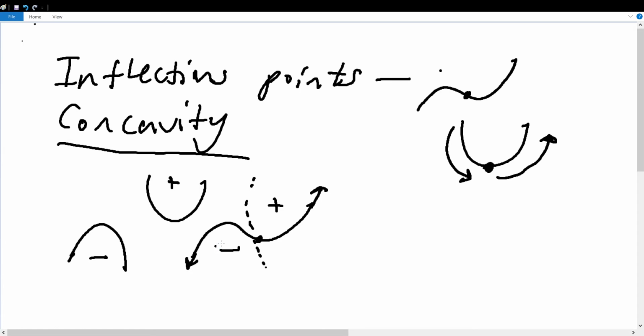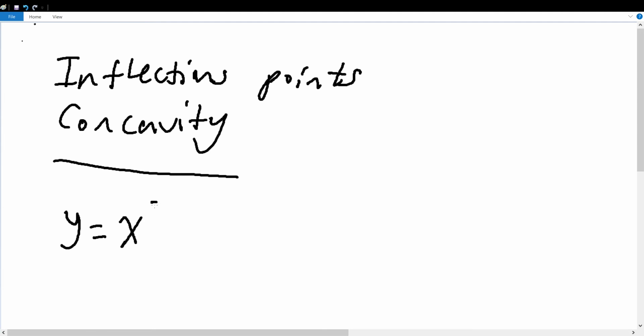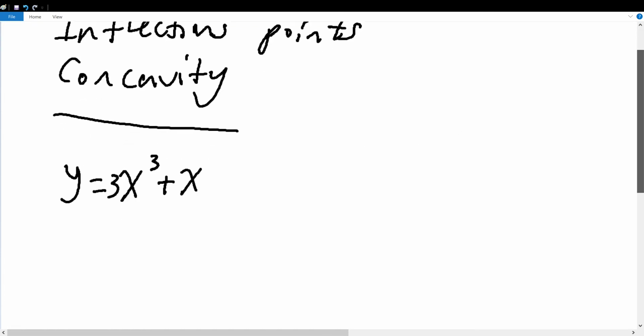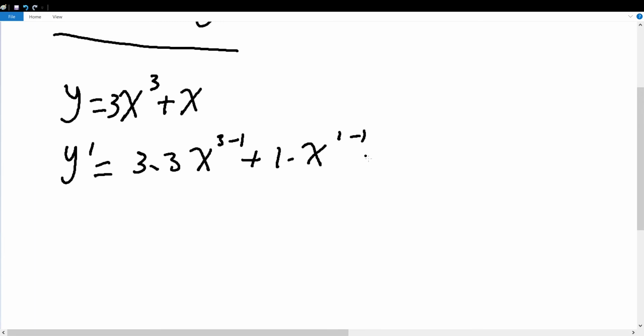Now with these definitions out of the way, we can start doing a problem that will enhance our ability to comprehend what inflection points and concavity are. So pretend we have a question like a function y equals 3x cubed, let's say, plus x. And you want to find the inflection points and concavity of this function. What we do first is take the derivative of it. So y prime is equivalent to 3 times 3x^(3-1) plus 1 times x^(1-1), just the power rule. So that would be 9x squared plus 1.